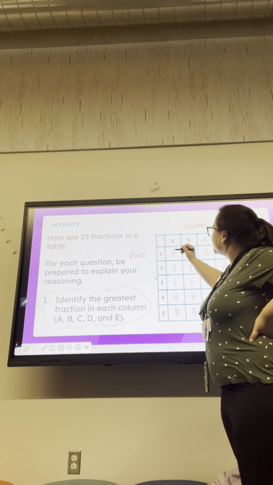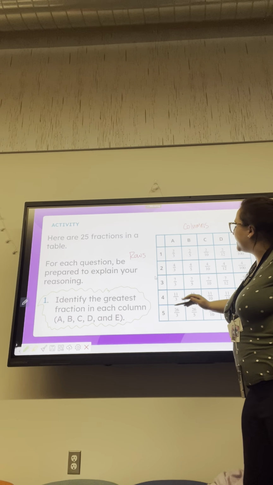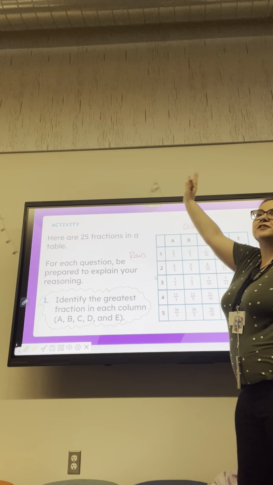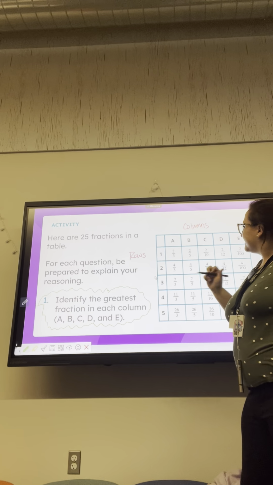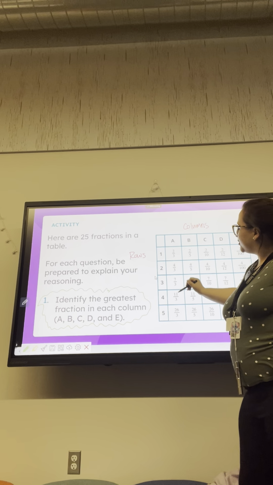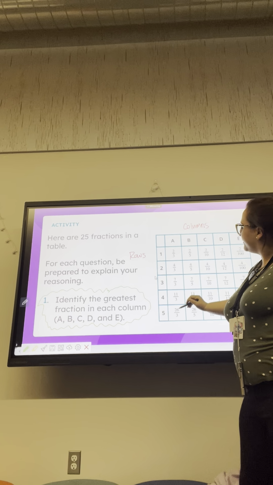All right. So the greatest fraction over here, is it 2, 4, 7, 11, or 26? Which one is the greatest number there? Can someone raise their hand and share what they think? Go ahead, Hassan. Which number in the A column? Which number in the numerator? Which of these numbers is the biggest? 2, 4, 7, 11? 26.